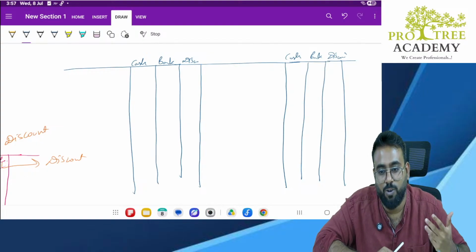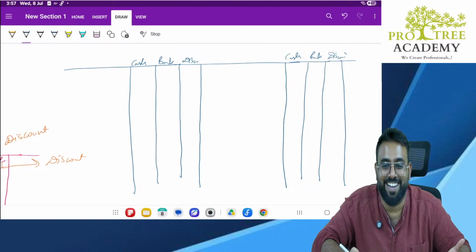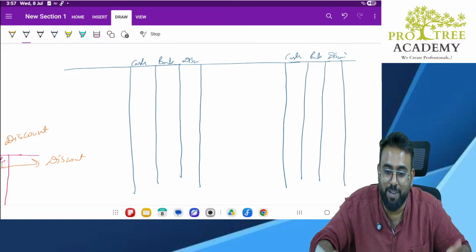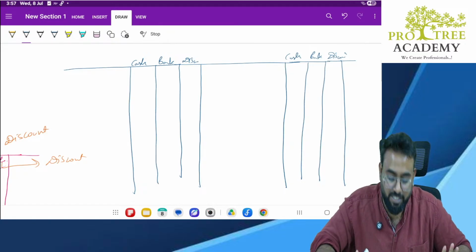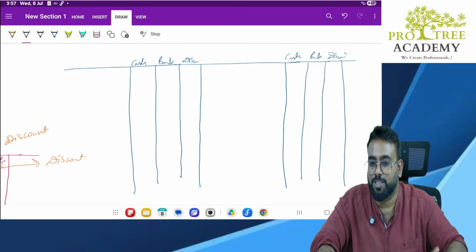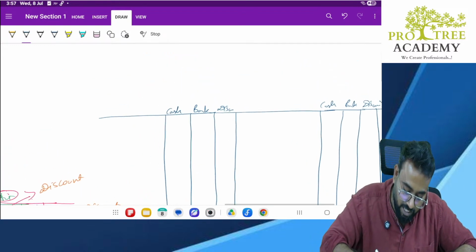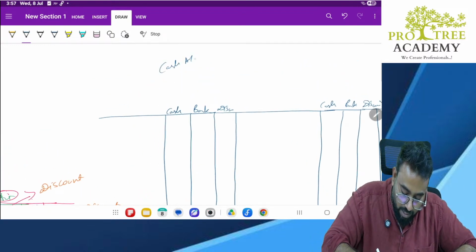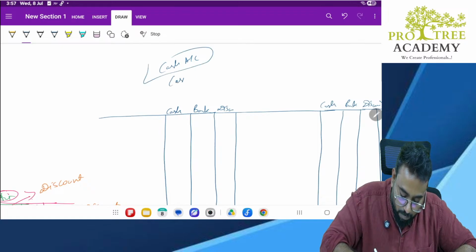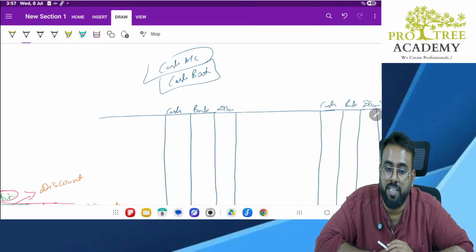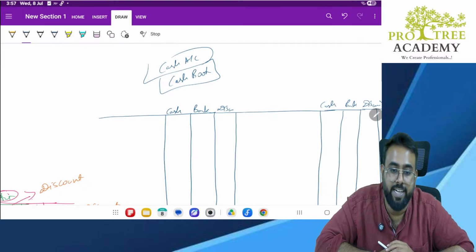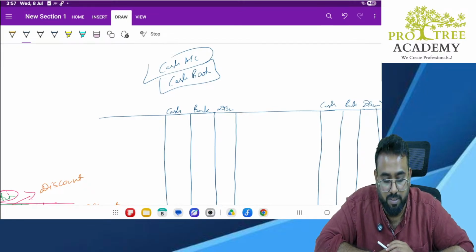Clear? If there is no discount given, then just make it double column. If there is no bank given, then make only a cash account. One more point: cash account is also treated as a ledger as well as a subsidiary book. We can even call it a cash book. Clear? Cash account and cash book are both used interchangeably. Clear?